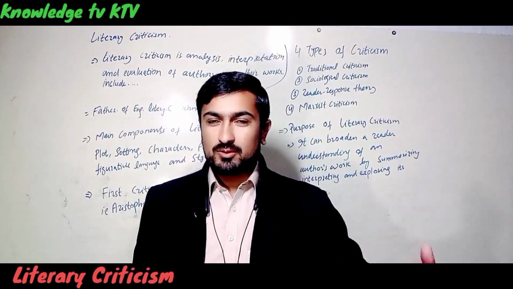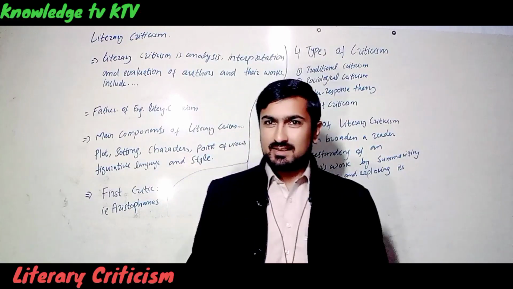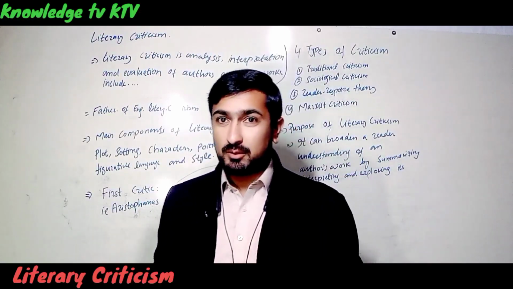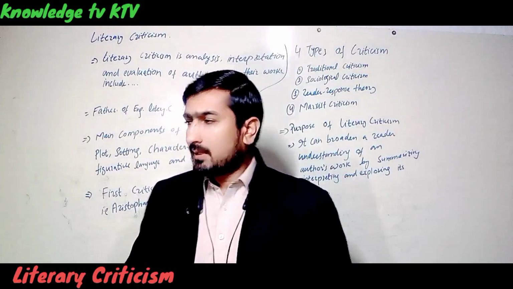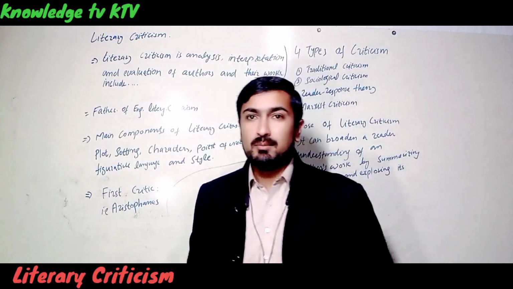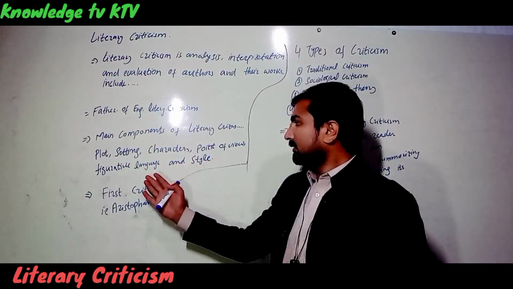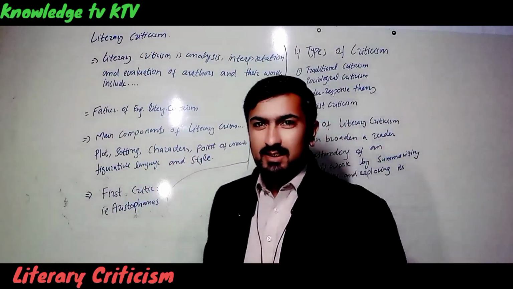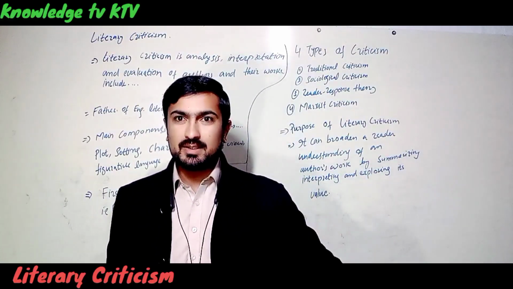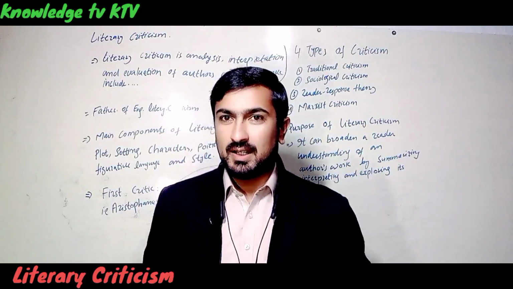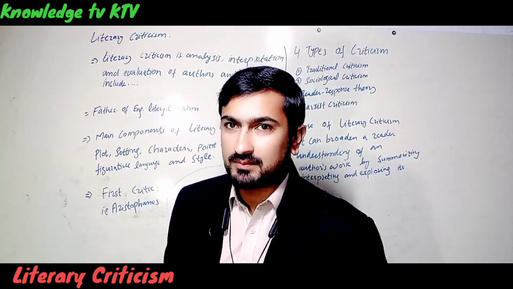That what should be the plot of a tragedy or a comedy, or a play, or what should be the settings, what should be the characters, the tragic hero, etc. These things are discussed in the Poetics. I will make a separate video, but you should keep in mind what the main components of literary criticism are. These are plot, setting, character, point of view, figurative language, and styles. These things are discussed in literary criticism. A critic evaluates or interprets the themes and the styles of a drama, and so many other things which are in a drama or in a play.